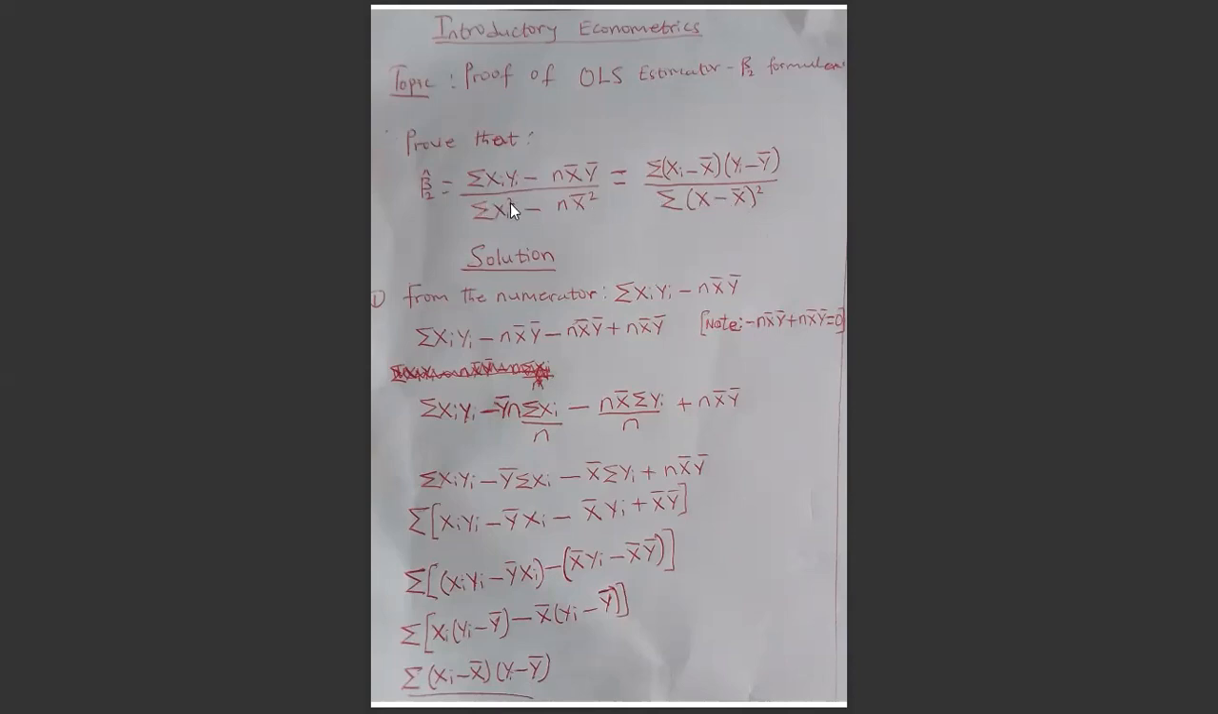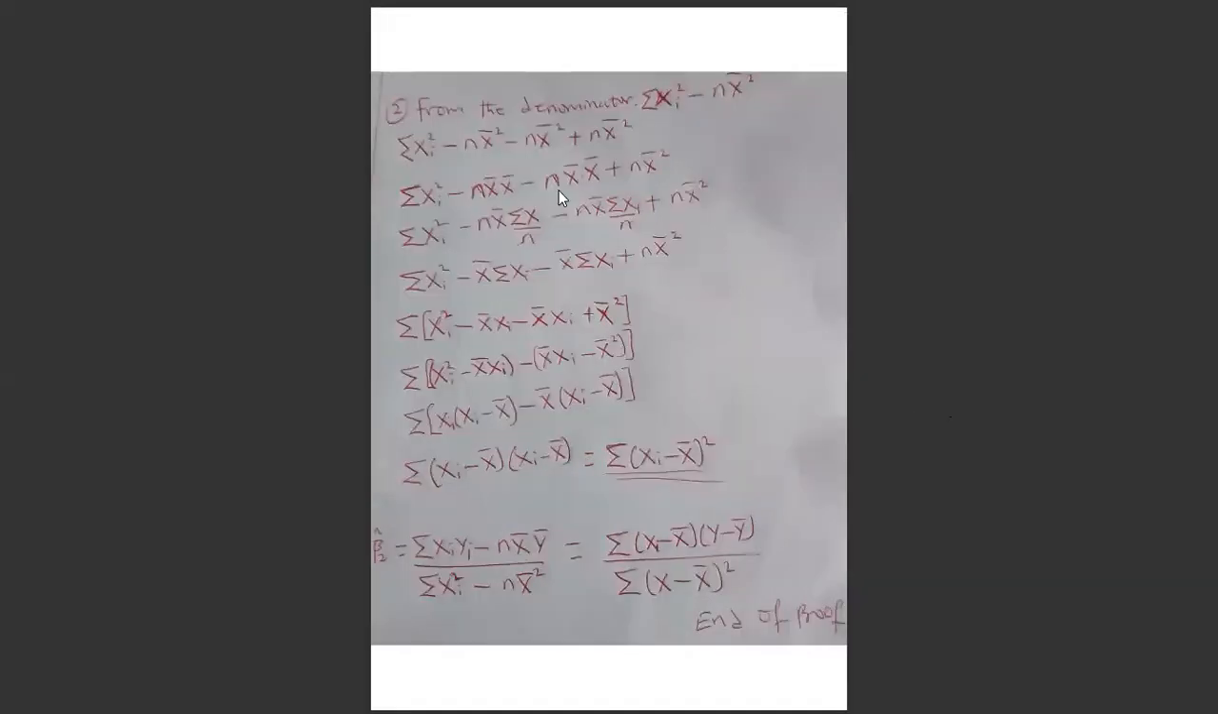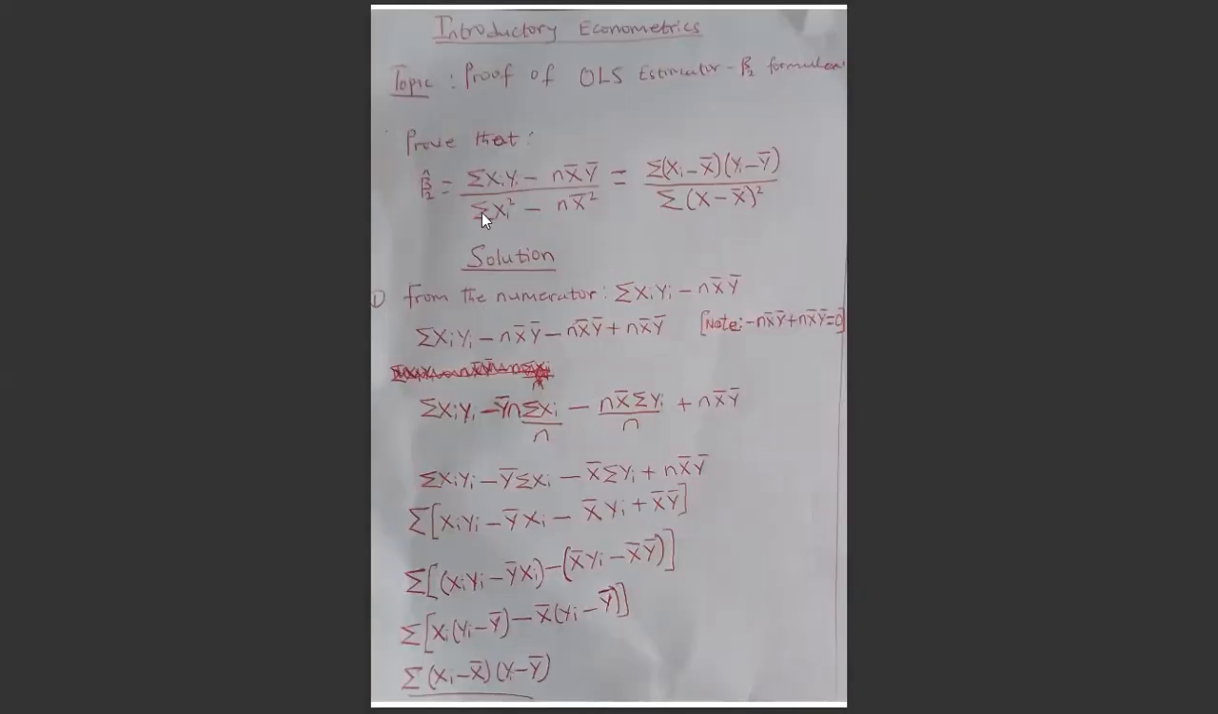That is, summation x squared minus n x bar squared is equivalent to summation (x minus x bar) in bracket squared. That's what we want to show now. Now, we start from the denominator, so we have x squared minus n x bar squared.